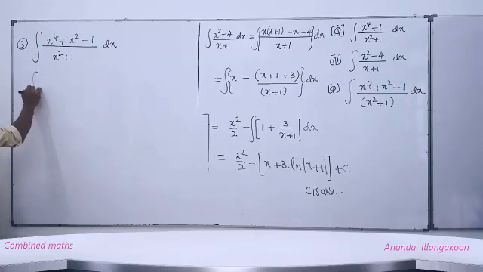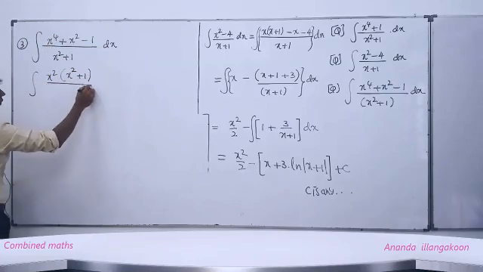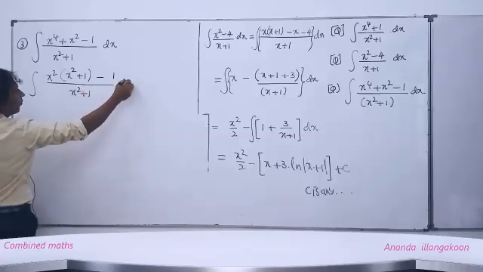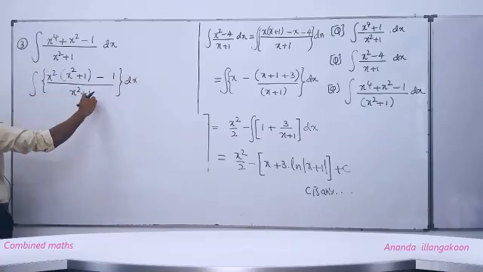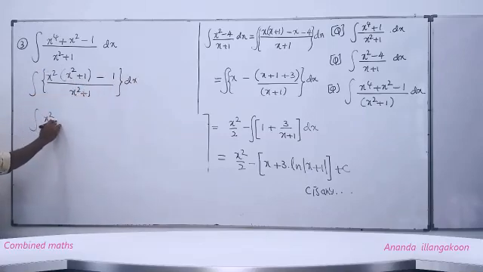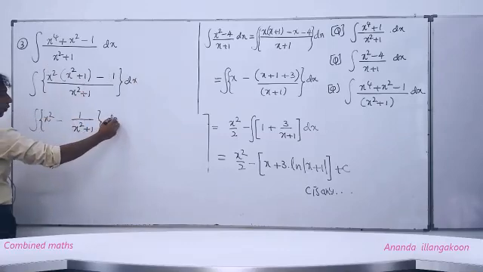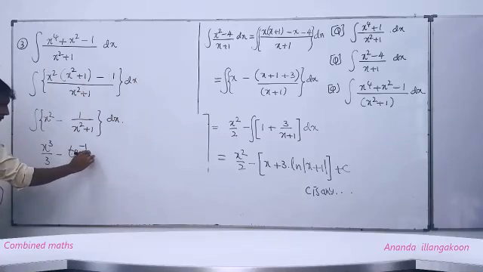Now we can write this. Take x squared out from the first two terms at the numerator. Then we get x squared plus 1. Minus 1 divided by x squared plus 1. Divide this by this and this by this. X squared minus 1 upon this, dx. Now integrate this. What is this? X cubed by 3. What is this? Tan inverse x plus c.